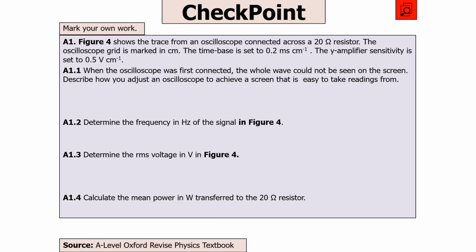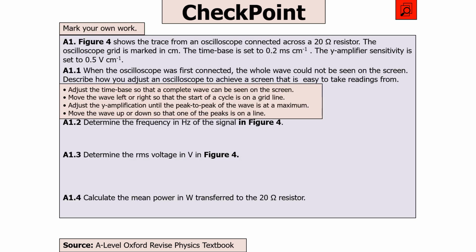Right, in this first one, how would you get easy readings from it? Well, the first thing is adjust the time base, so you get a complete wave seen on the screen. You then move the wave either left or right, so then you can have the start of the cycle on a grid line, because it's very important you always have key marking points on key graduations or key lines on your screen. You then adjust the Y amplification, so you've got the peak to peak at a maximum, and then move the wave up and down, so once again the peak is on the line, so then it's easy to read. Now the frequency is 1 over the time period.